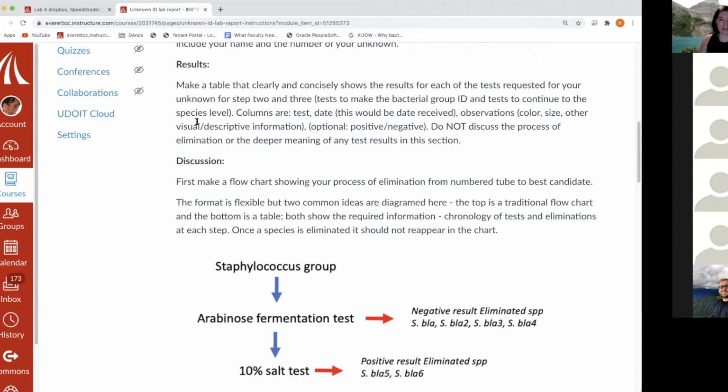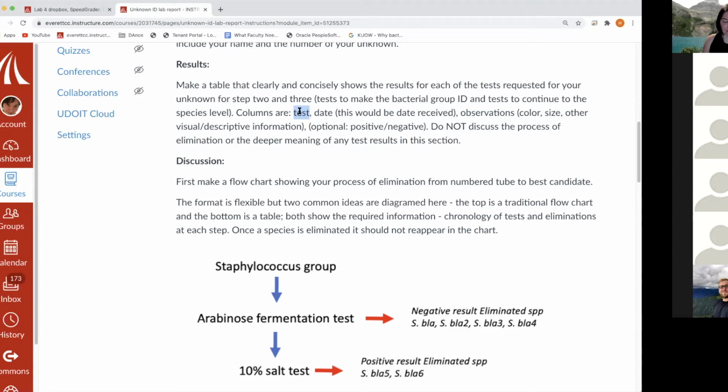And what would that look like? It's basically 3 or 4 columns. The first column is the test, right? What's the test called? And this should be every test you did, including the gram stain, including catalase or oxidase or thioglycolate or whatever your early group ID tests were. Every single test should appear on this table that produced data.